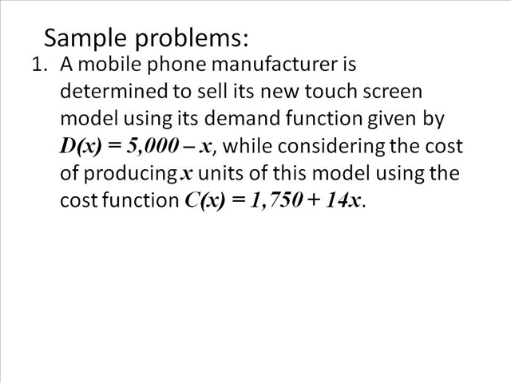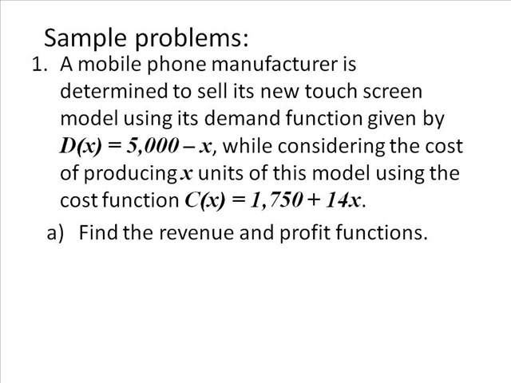Here's the first problem. A mobile phone manufacturer is determined to sell its new touchscreen mobile using its demand function given by d of x equals 5,000 minus x. While considering the cost of producing x units of this model using the cost function c of x equals 1,750 plus 14x, let us answer the following questions.